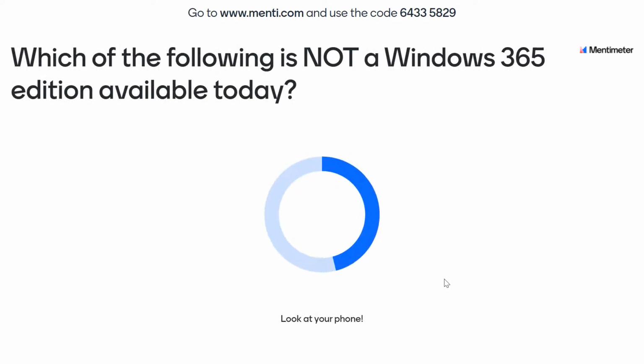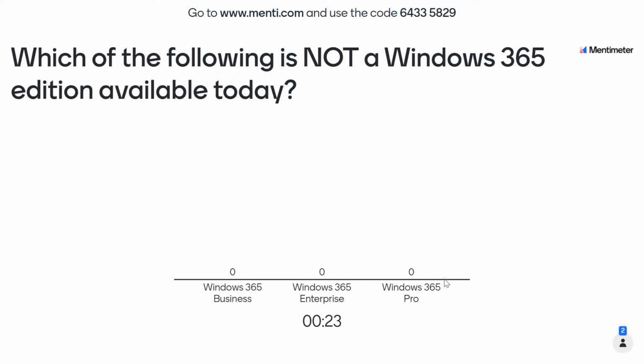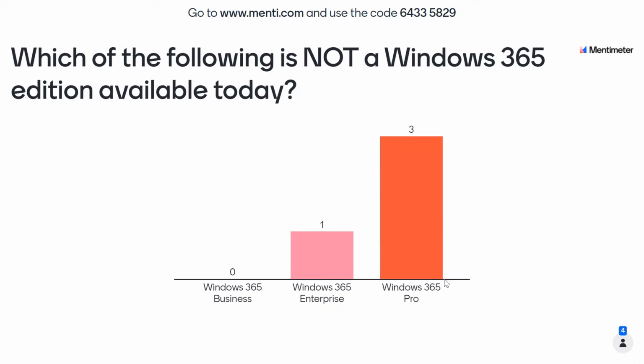Which of the following is not a Windows 365 edition available today? Is that 365 Business, 365 Enterprise, or 365 Pro? Super quick. Good. Yeah. So that one's not available.